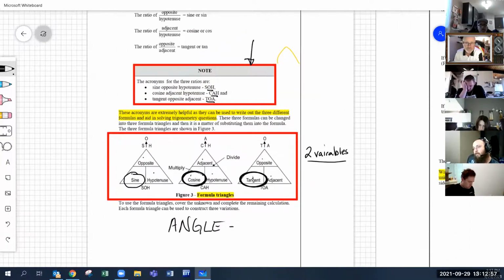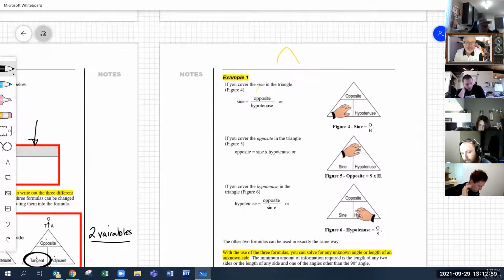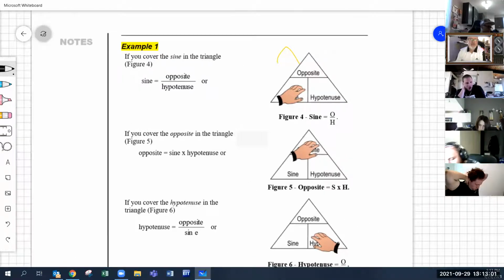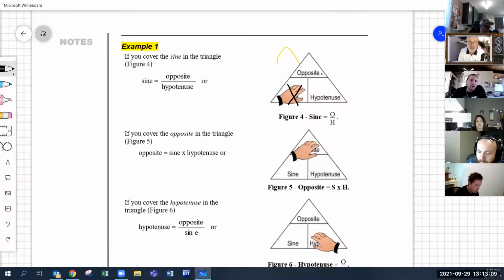Okay? Now, for example, whatever one that you want to find out, you just cover up with your hand, for example, or your pencil, and do the operation that's present, and that would be the answer for sine. Taking the opposite divided by the hypotenuse would give you the sine, or the ratio for the angle.